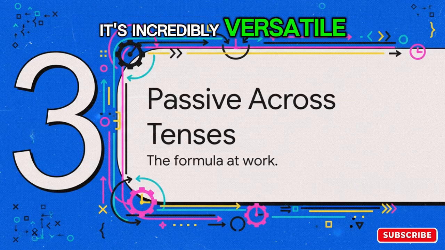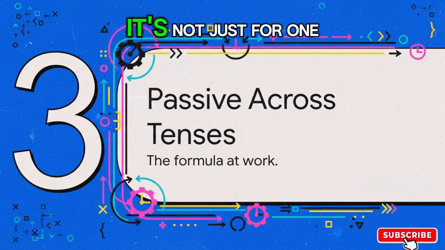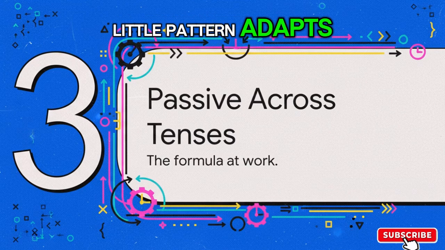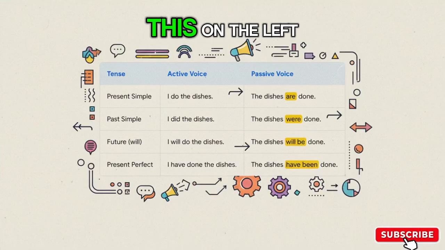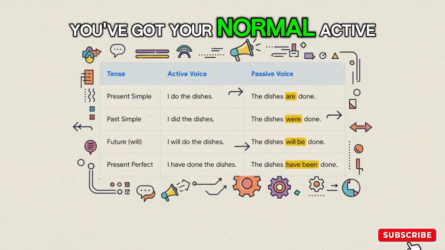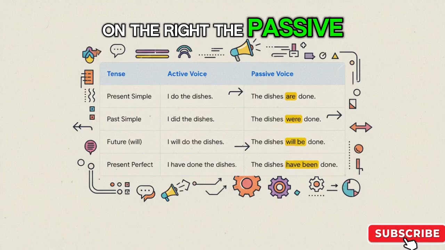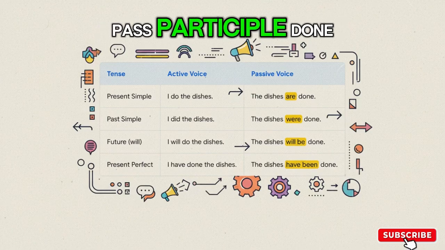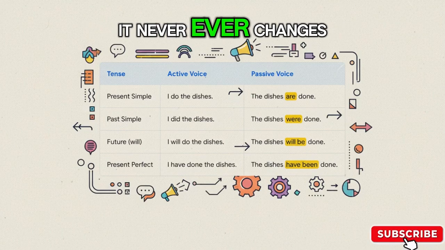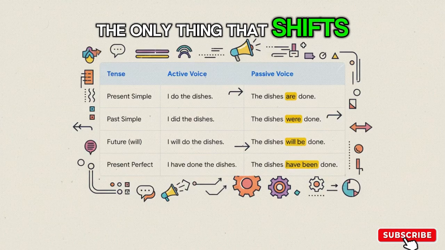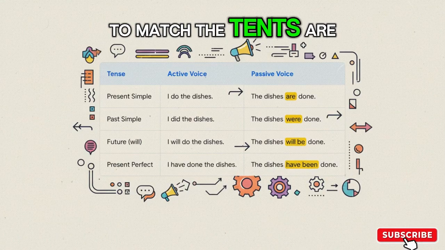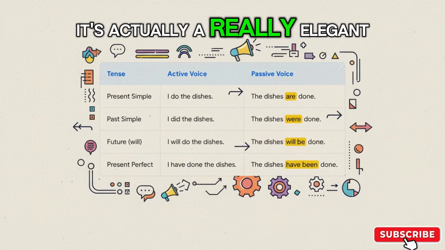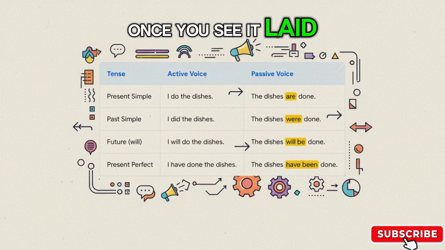Now, here's where this formula gets really powerful. It's incredibly versatile. It's not just for one kind of sentence. You can apply this to almost any verb tense in English. Let's see how this one little pattern adapts. Just take a look at this. On the left, you've got your normal active sentences. On the right, the passive versions. But notice the pattern here. That main action word, the past participle done, it never, ever changes. The only thing that shifts is that little be verb to match the tense. Are done, were done, will be done, have been done. It's actually a really elegant and consistent system once you see it laid out.